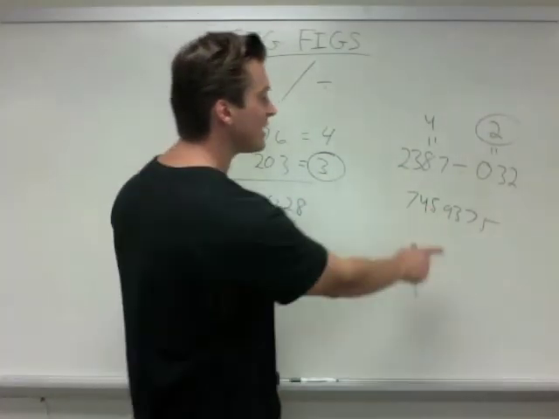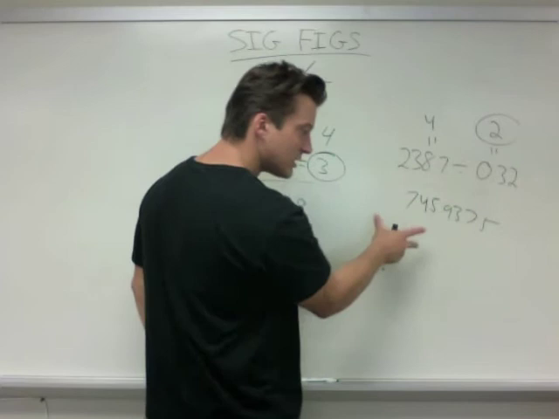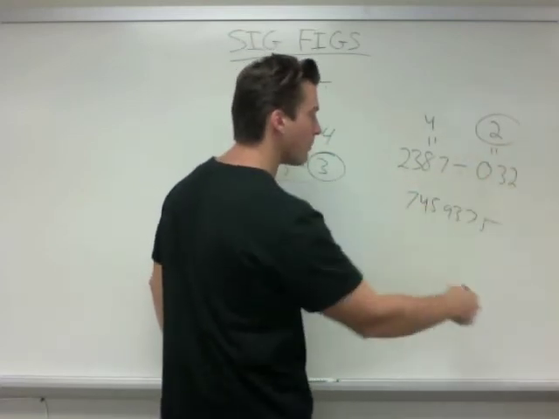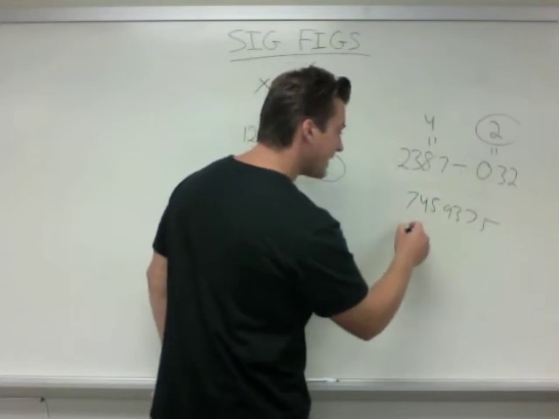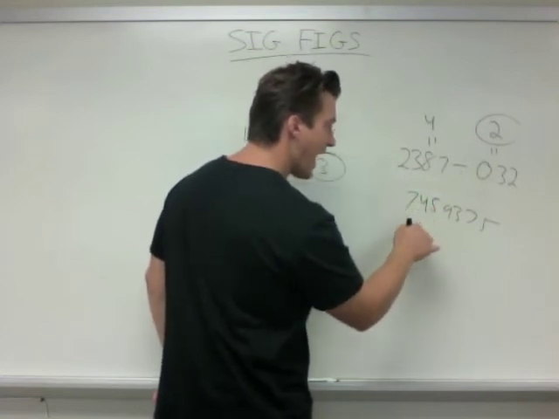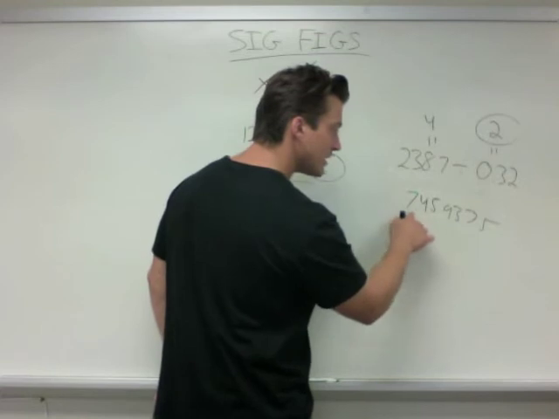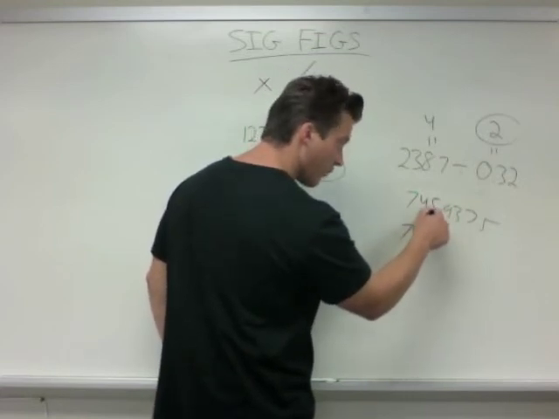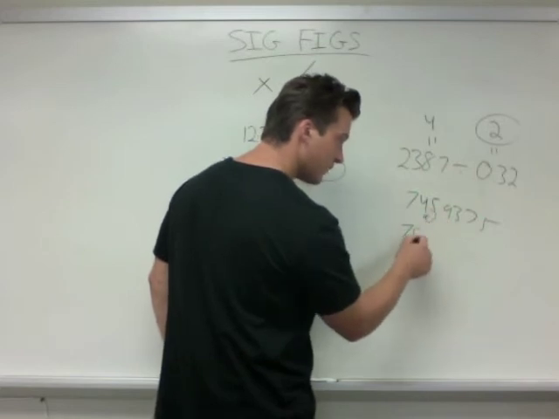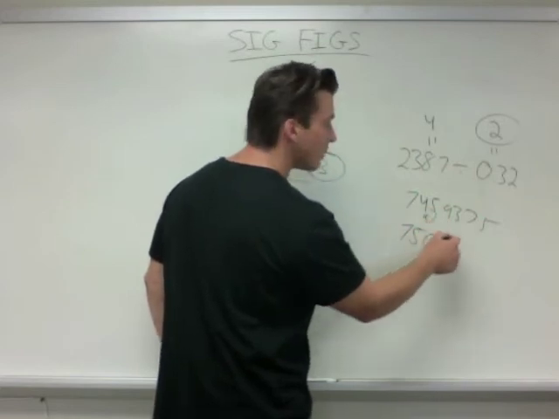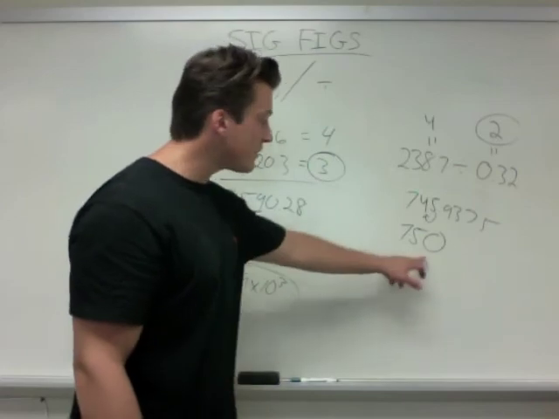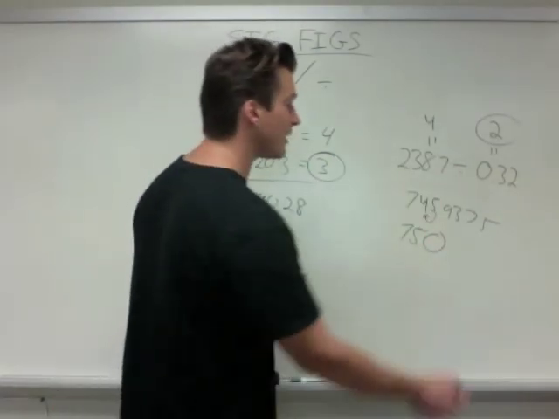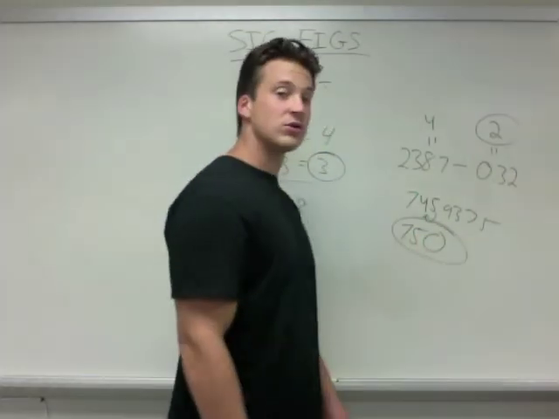So I have to take this number and convert it into 2 significant figures. How do I do that? Well, it's 745 point blah blah blah. So I'm going to go out to the 4, but the 5 will round the 4 up to a 5. And then I'm going to put a 0 there without a decimal. Why? Because trailing zeros with no decimal are not significant. Therefore, this has 2 significant figures.